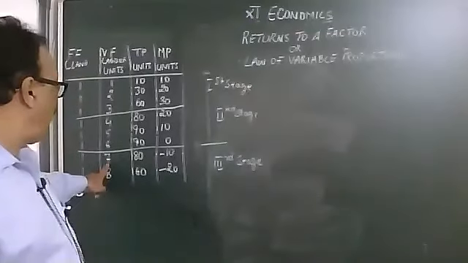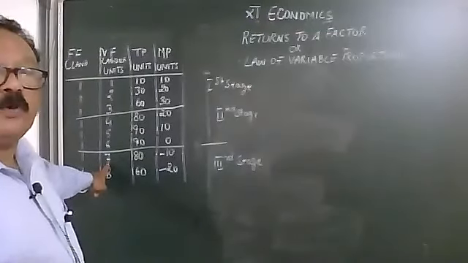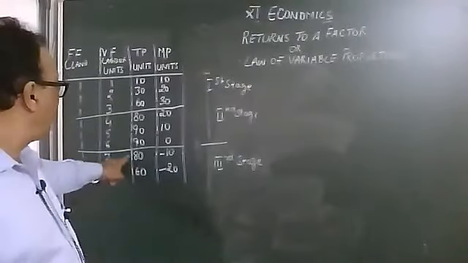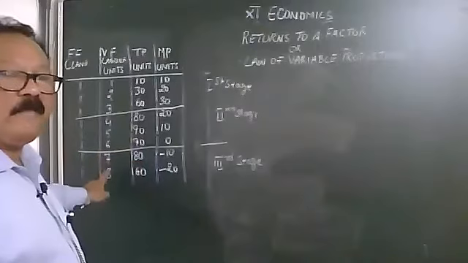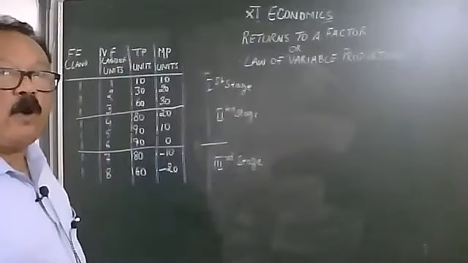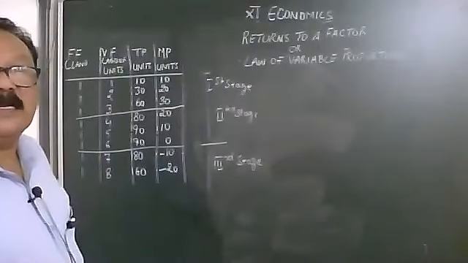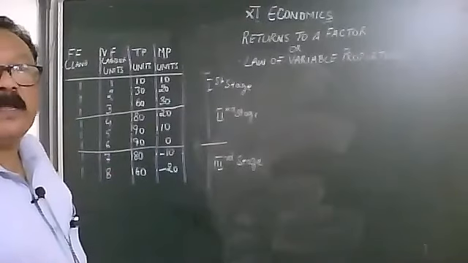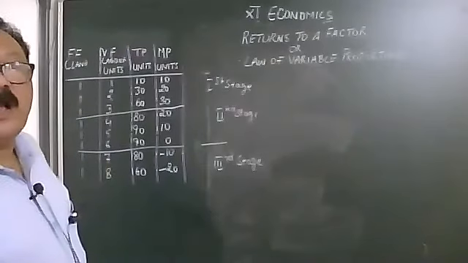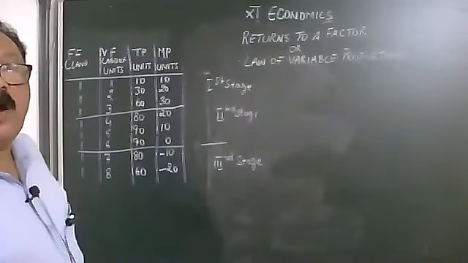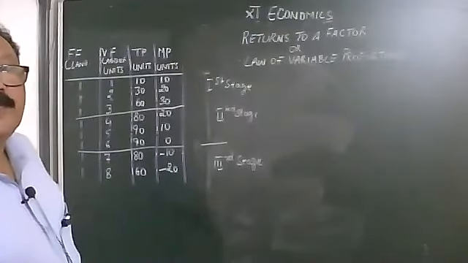But here, when we employ the 7th unit of labor, the TP starts decreasing. 7 and 8. Instead of getting more output, we are getting less and less. In other words, there is an overcrowding there. We don't need that. This is what the law of variable proportions states according to TP.